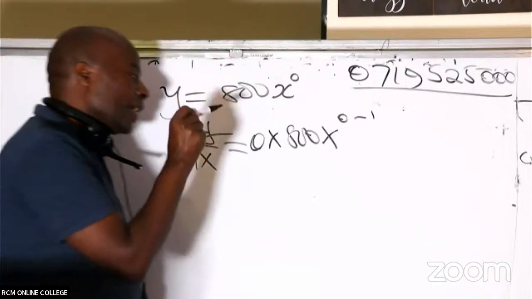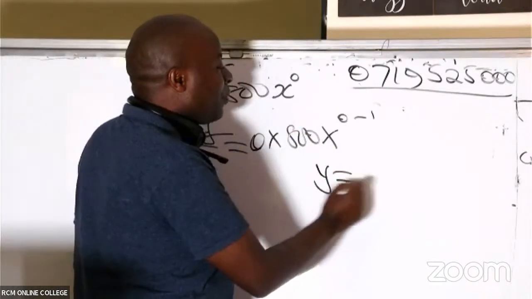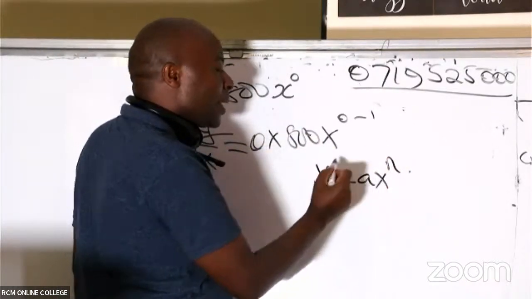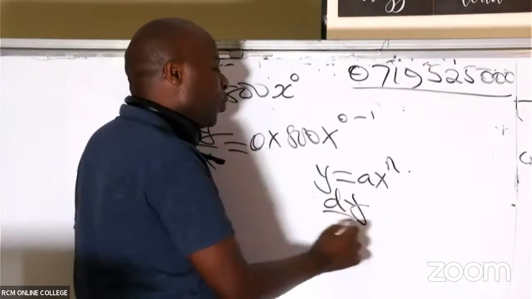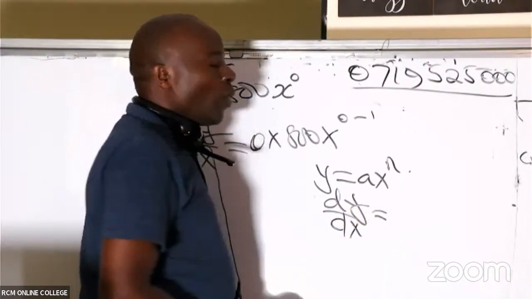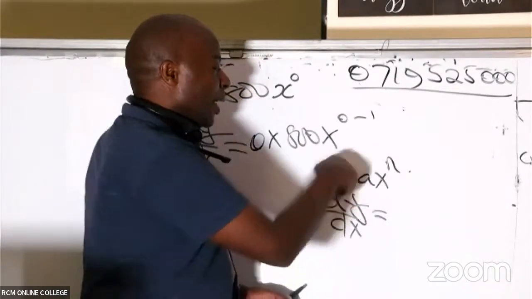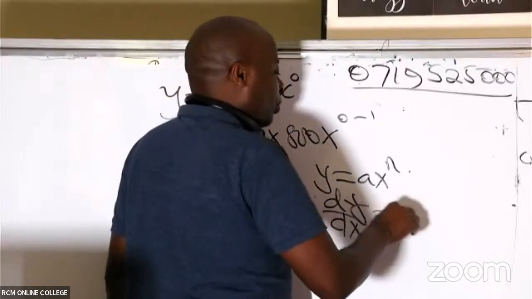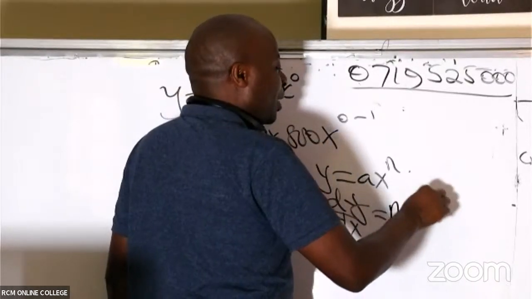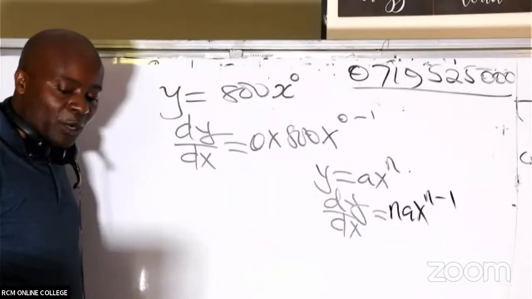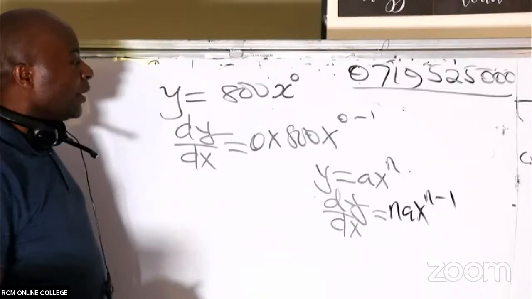Because again, I will not get tired, ladies and gentlemen, repeating this concept. If you are given y equals ax raised to power n, to get dy over dx, n comes down, and we get nax raised to n minus 1.